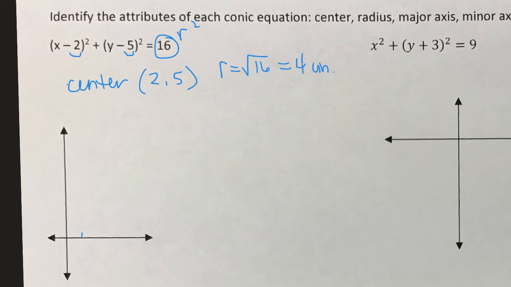So to sketch, I'm going to go 2 units to the right and 5 units up. And I'm going to put a dot that represents the center of my circle. Now from that dot, I'm going to do my best to go 4 units equally down, 4 units equally to the right, 4 units equally to the left, and 4 equal units up. Okay, now this is the hard part to do by hand, is to actually sketch this so it looks like a circle. So let's see how I do.